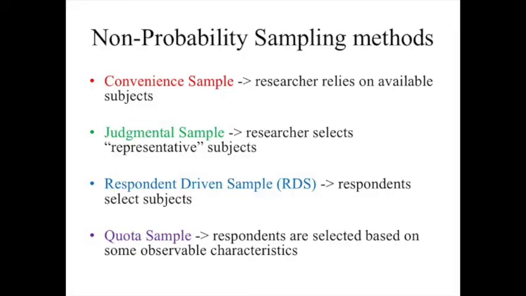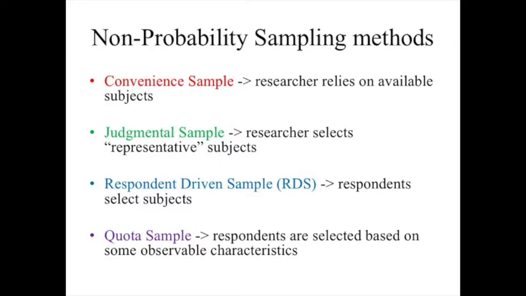So, but like I said, with all these caveats, we can use non-probability sampling in, like I mentioned before, instances where we don't have a sampling frame or we don't have any other option but to use non-probability sampling. So in this video, I want to discuss 4 types of non-probability sampling. We will discuss convenience sampling, where the researcher relies on an available group of subjects or elements.